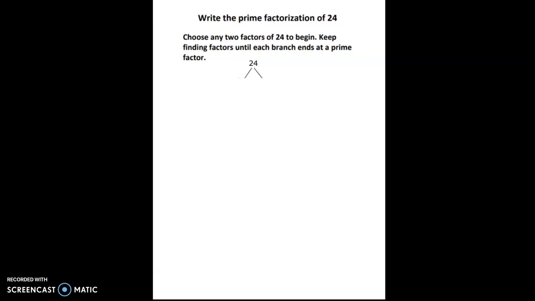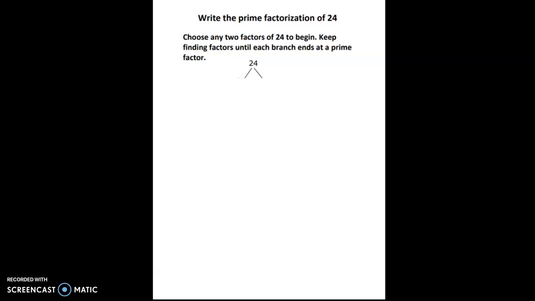There are two ways we've been practicing finding prime factorization. One is using factor trees, and one is using the ladder method. Remember, prime factorization is writing a number sentence using multiplication that only uses prime numbers. A prime number only has the factors of 1 and itself.